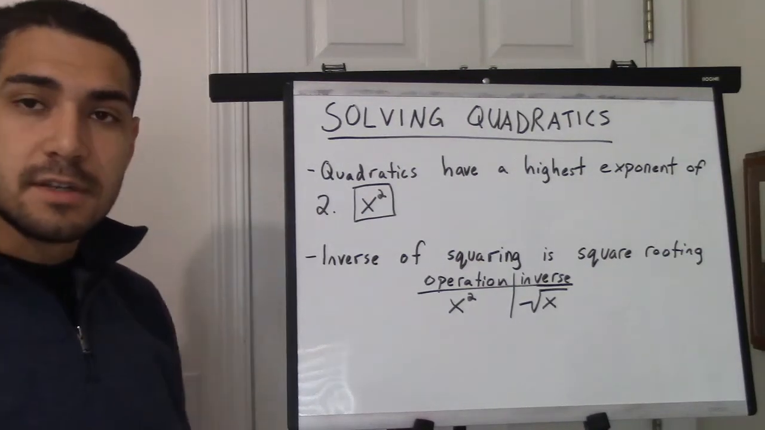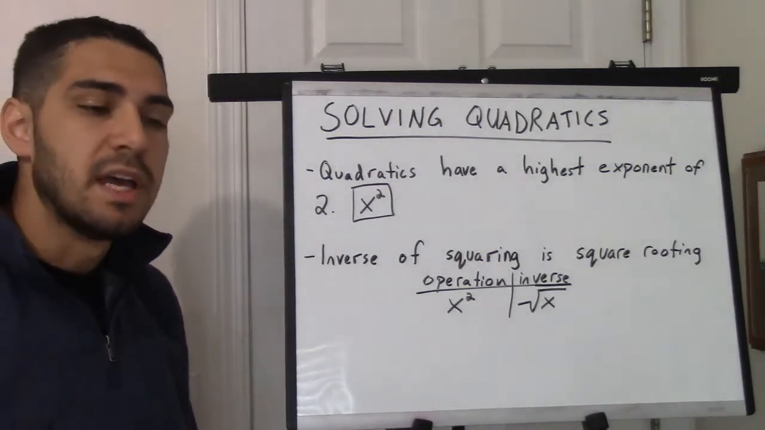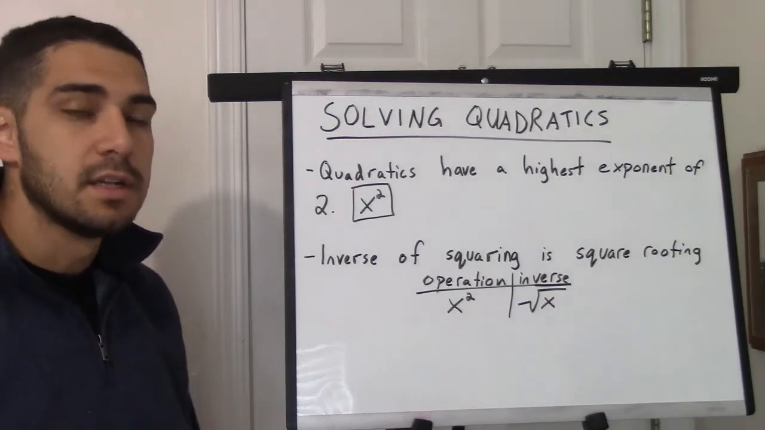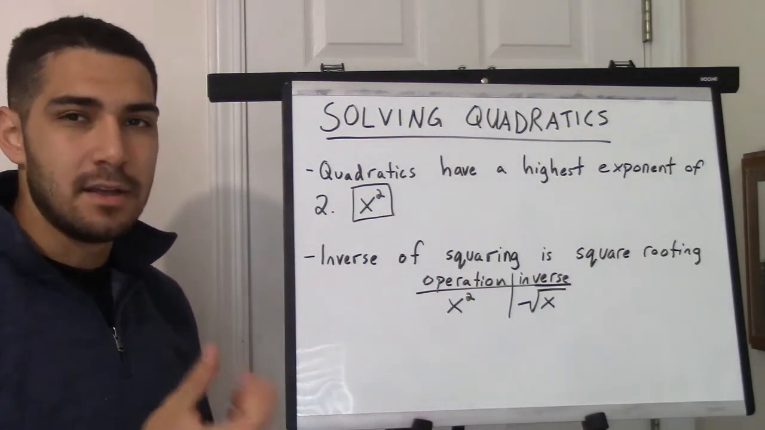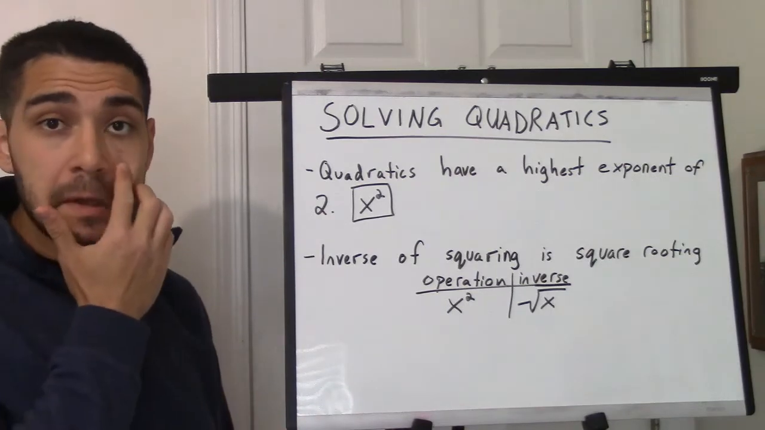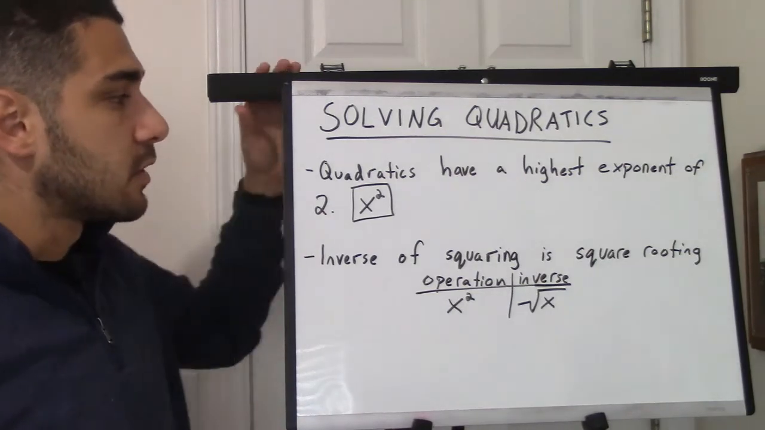So yesterday we looked at solving different equations, but every example that we looked at was a linear equation, which meant that the highest exponent was a 1. We just had an x by itself with no exponent. Today we're going to be looking at what are called quadratics.